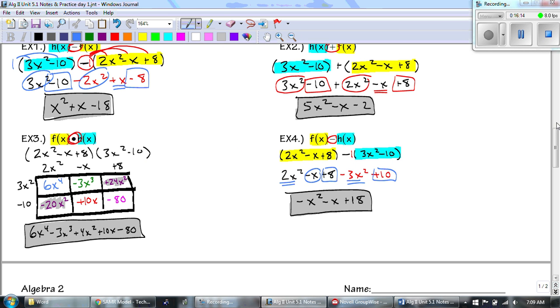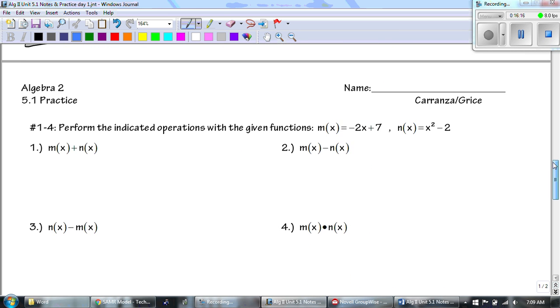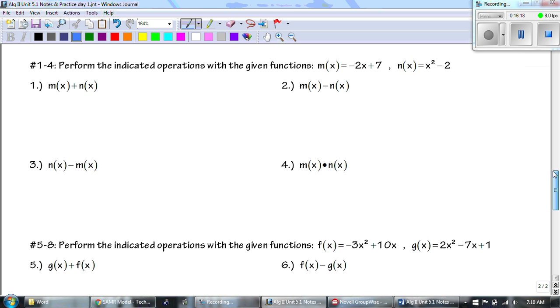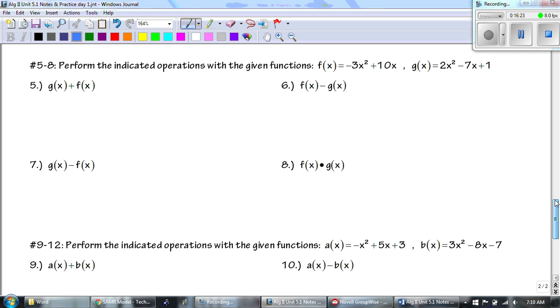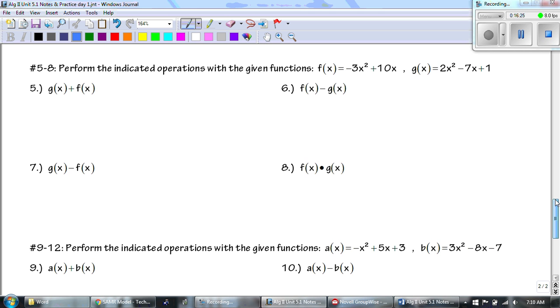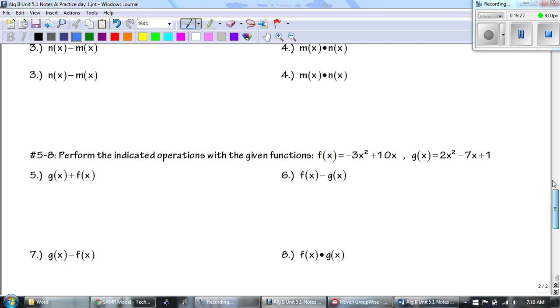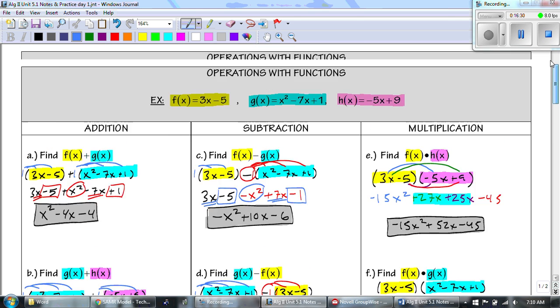Okay, guys, well, that's it for Algebra 2, Unit 5.1 notes. Your homework is on the back side. 5.1 practice, okay? So make sure you're looking at what operation they're asking you to do and then copying down the function correctly, okay?